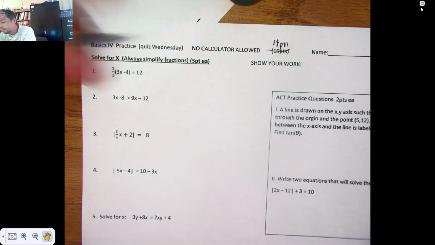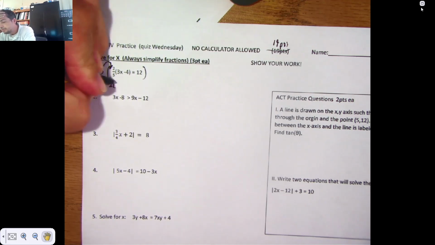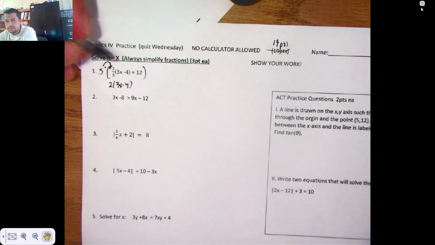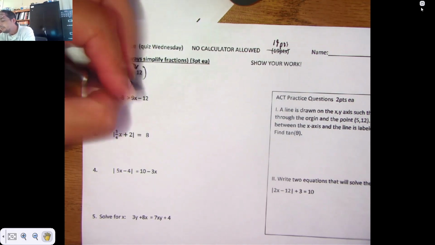Number one, we start off with a fraction. I'm just going to clear that fraction. I'm going to multiply everything by 5. When I distribute there, that 5 cancels. I'm left with 2 times 3x minus 4. I do not distribute to the stuff inside parentheses. It's basically in prison. And then I go to this side. 5 times 12 is 60.